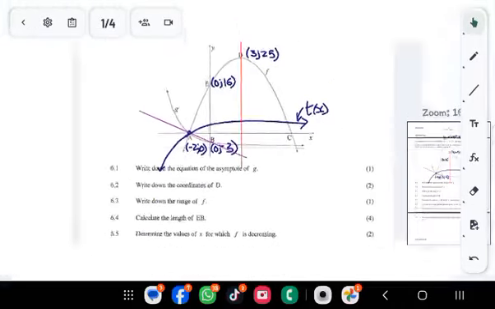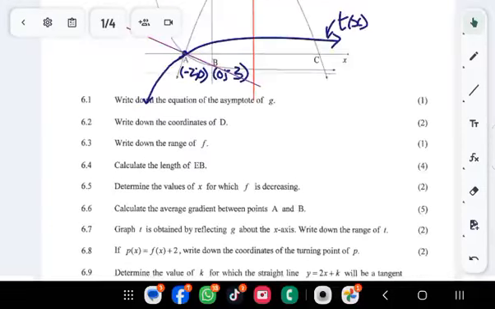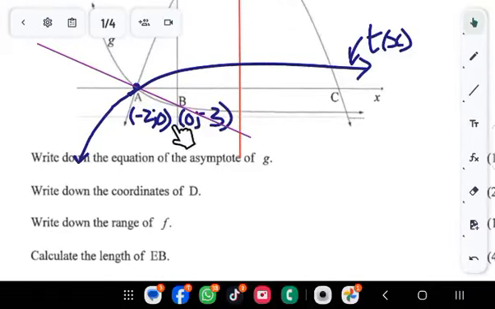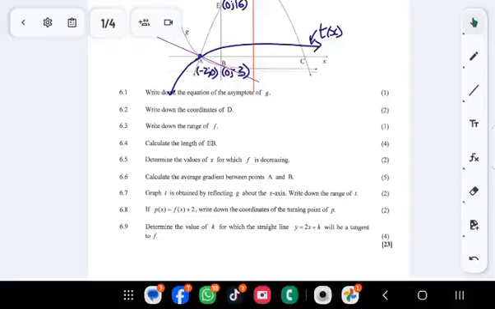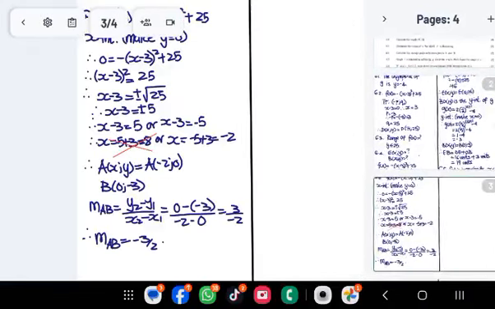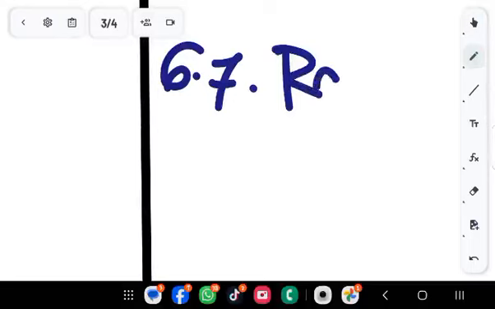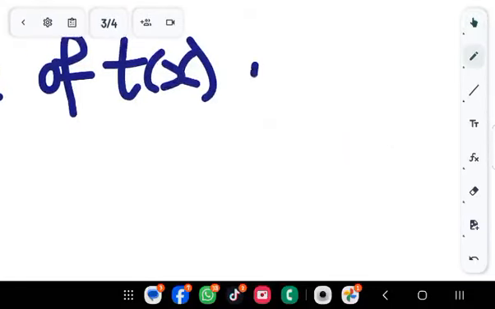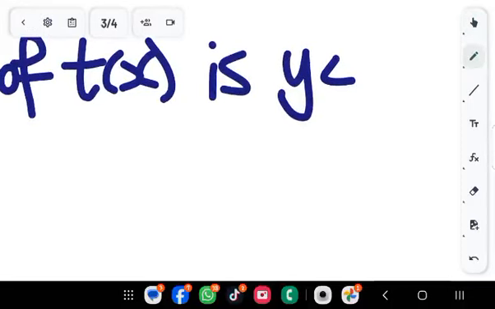Alright. Now, write down the range of T. Now, notice that the asymptote will now change to be on 3. Instead of negative 3, it will be flipped back up to 3. So the range will be anything less than 3. Not greater than, yes, anything less than y equals 3. That is the range. Okay, that is 6.7. Range of T is y is less than 3.